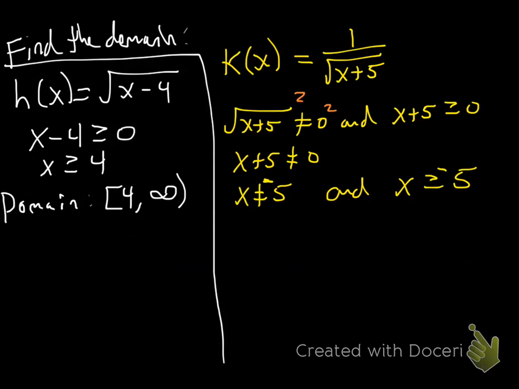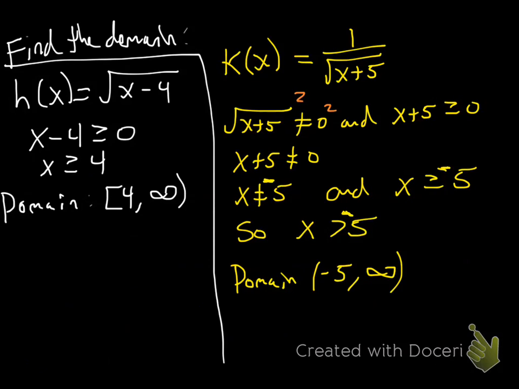Okay, so now we have two conditions here. It can't be equal to 5, and it has to be greater than or equal to 5. One says we can't be equal to 5, and the other one says we have to be greater than or equal to. So we can't have the equal to part in the or equal to. So we just go with the strict inequality, x is greater than negative 5. Let me put that negative in there. Here we go. So our domain is negative 5 to infinity.